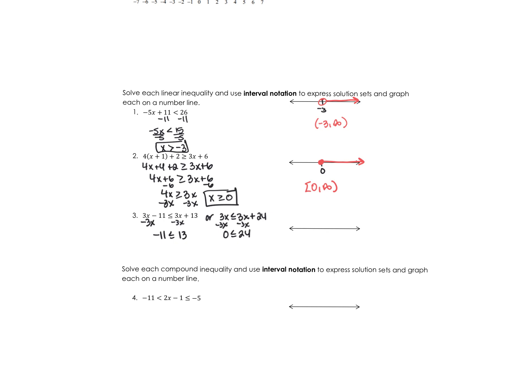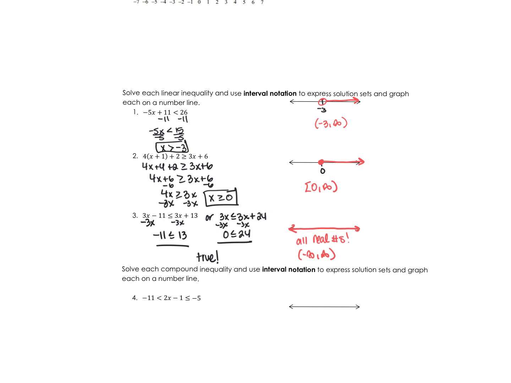So you need to ask yourself if the statement is true or false. Both of these statements are true. Negative 11 is less than or equal to 13. And 0 is less than or equal to 24. No matter what you do with this problem, it should be true. So because this is true, that means that the answer is all real numbers. So every single number. Or negative infinity to infinity in interval notation.